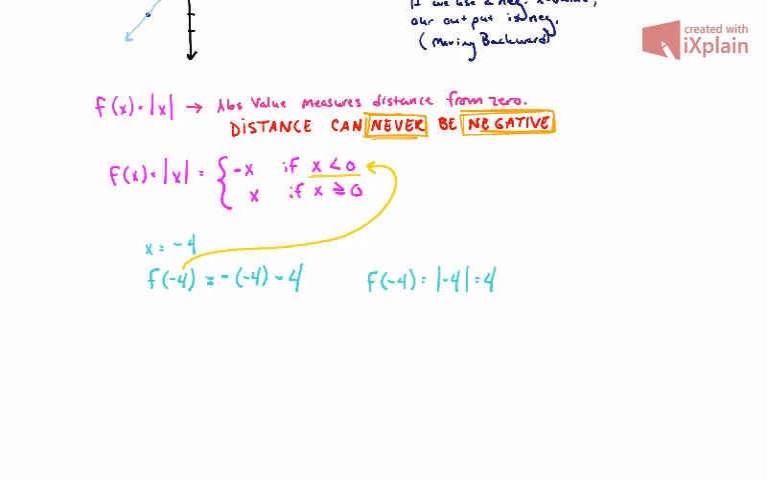We can make a similar comparison if we did something like x is equal to positive 9. f of positive 9 would take us to this bottom piece because 9 is greater than or equal to 0. So this would result in just positive 9. And again, if we had used just the absolute value function as we know it, it would also result in a positive 9.